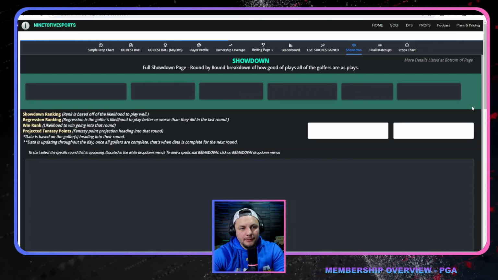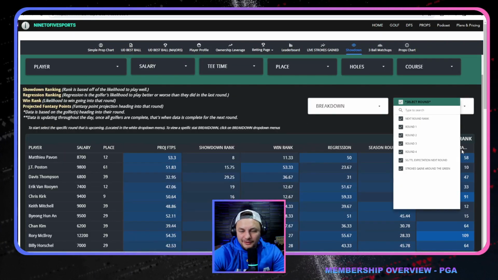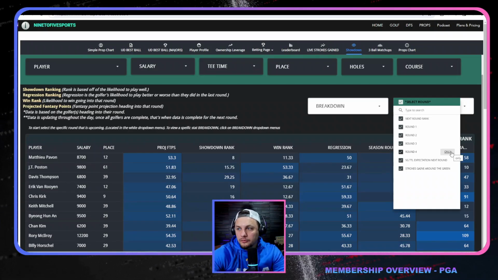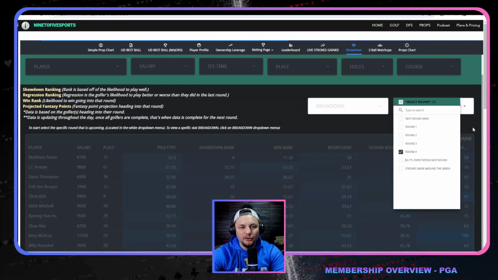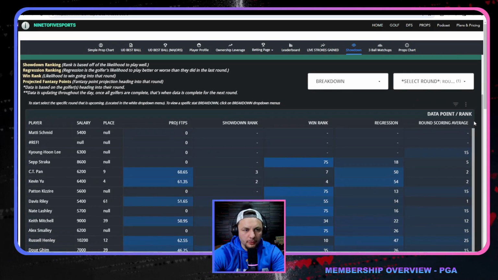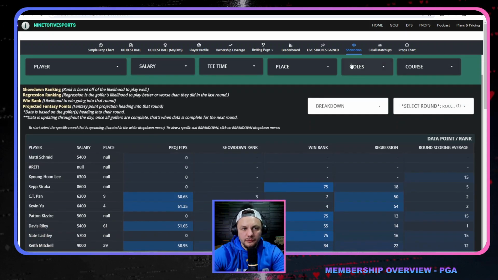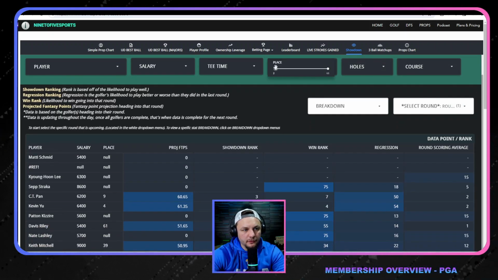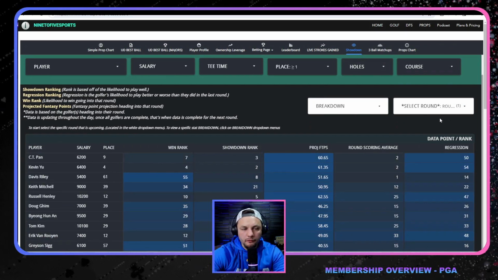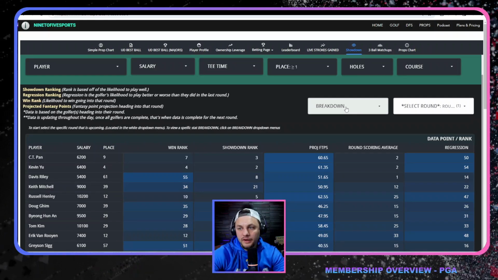So the Showdown tab is a great tool. What you can do is select the round that the golfers are going into, to get a good representation of how they're going to play. A lot of the times we select the round. With it being a cut, we want to just look at the golfers that made the cut. So we're going to pull those golfers in. And then the breakdown. This is what data point you want to look at.